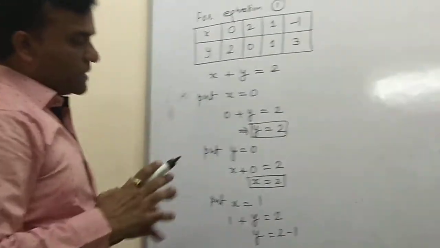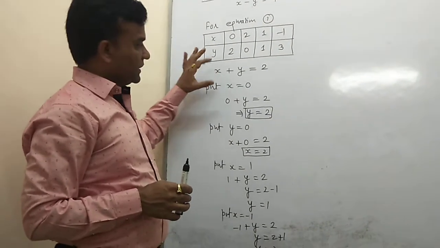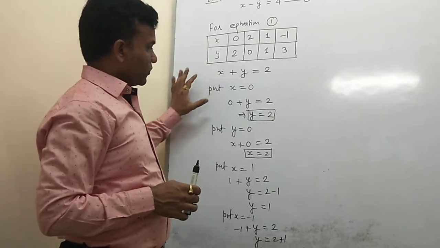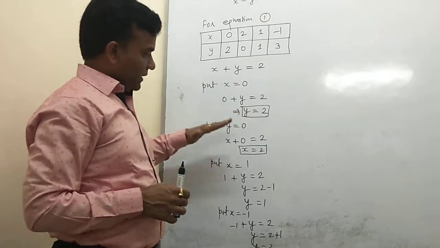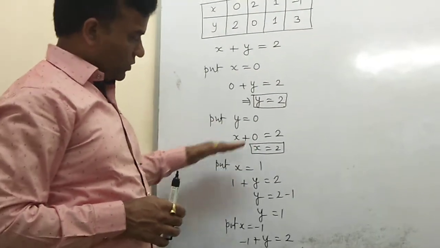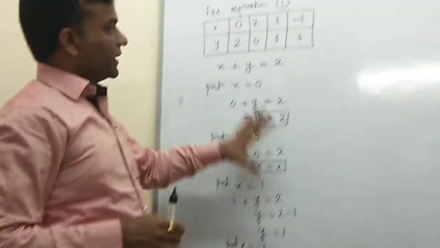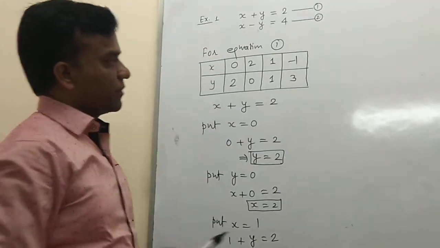So that is a very easy concept. First you write down the equation, then you find the axis points. Like you put x equal to 0, then you have the value of y. Similarly, you put y equal to 0, then you get the value of x is 2. And similarly x equal to 1 and x equal to minus 1, and then you have the complete table. This is the same process you apply for equation 2.